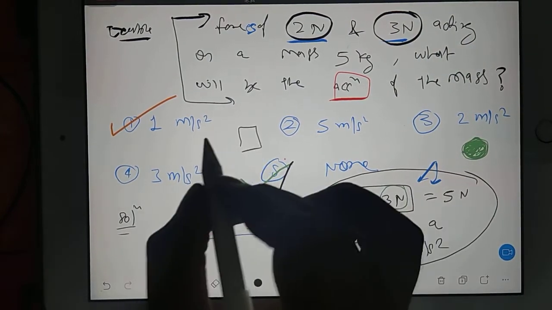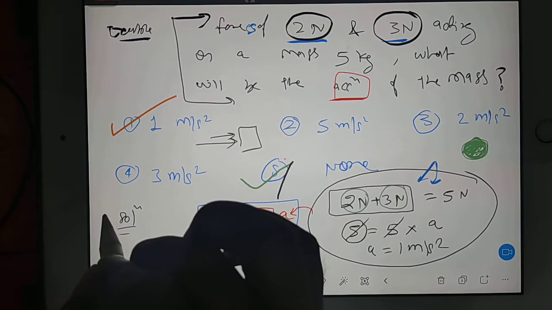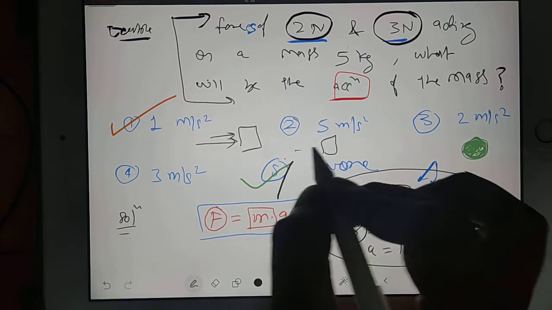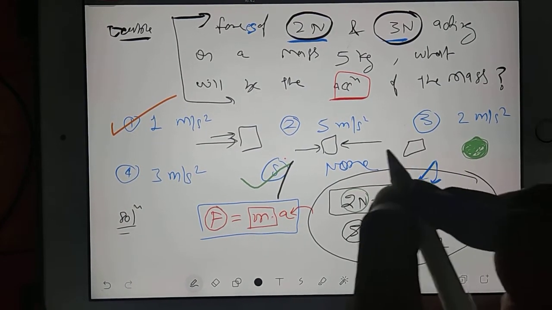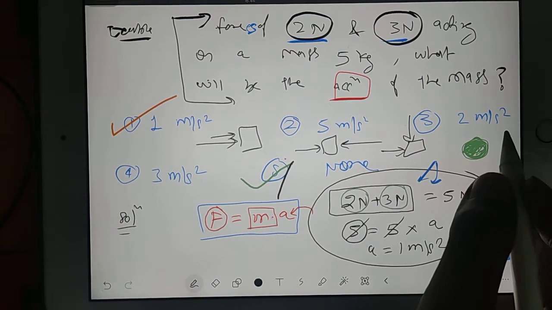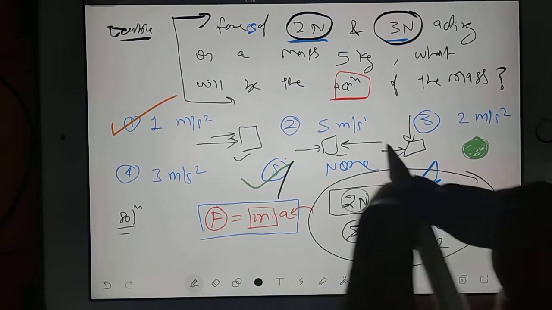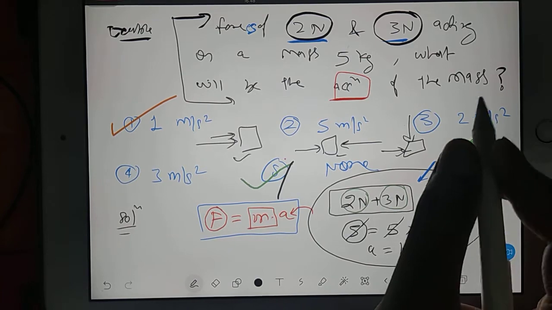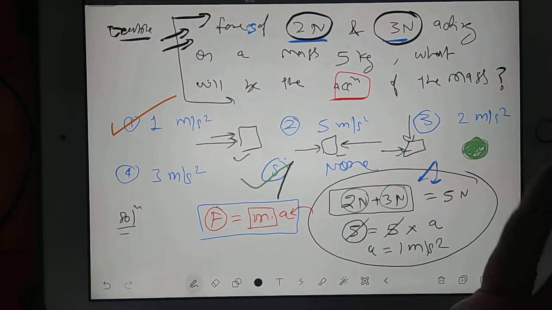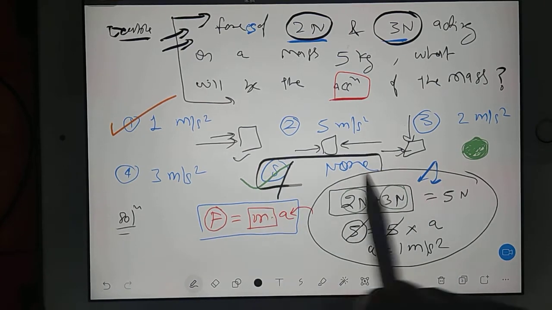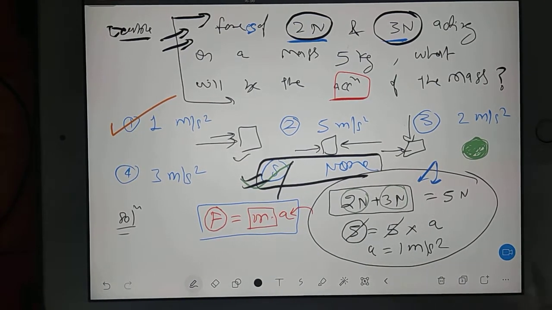Maybe if this is the mass, both are acting in the same direction. Maybe one is acting like this, one is acting like this, right? Or maybe one is acting like this, one is acting like this, right? So in different cases, we have to add both the forces, and because the direction of the force is not mentioned, you should choose option none as the right option. Okay, I will change the page.